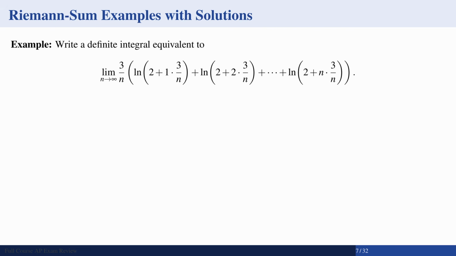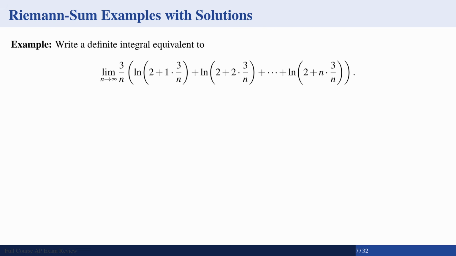So we have the limit as n approaches infinity of 3 over n, the quantity, and then what we've done is instead of writing a summation, we've actually plugged in. So we have the natural log of 2 plus 1 times 3 over n, plus the natural log of 2 plus 2 times 3 over n, plus dot, dot, dot. And then we have the natural log of 2 plus n times 3 over n. So you get a feel for it that delta x is sitting there. You see a lot of 3 over n's. I think delta x is definitely 3 over n.